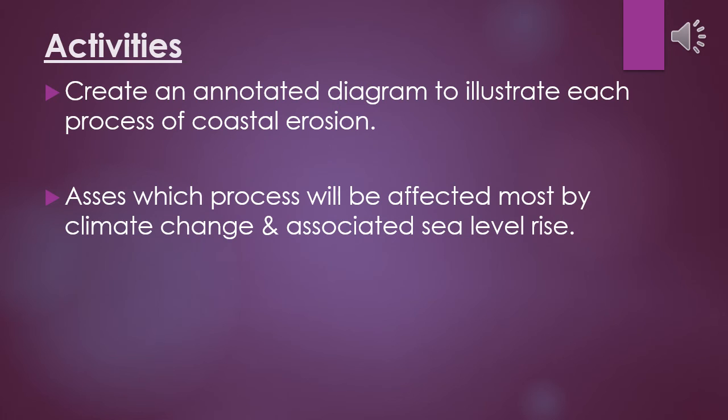So based on 6 different types of erosion, what I'd like you to do is just create an annotated diagram, or a series of diagrams, like a storyboard if you want, to show how each process happens. Now there's 6 of them, so I'm not expecting pages and pages and pages, maybe just a couple of diagrams for each one with some good labels on them, showing what's going on nice and clearly.